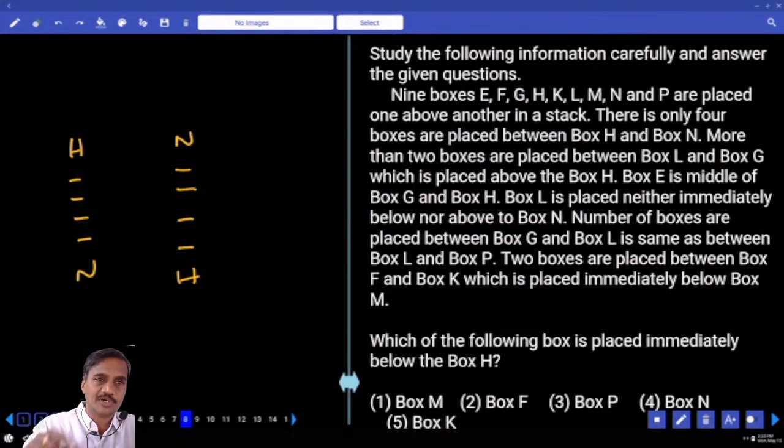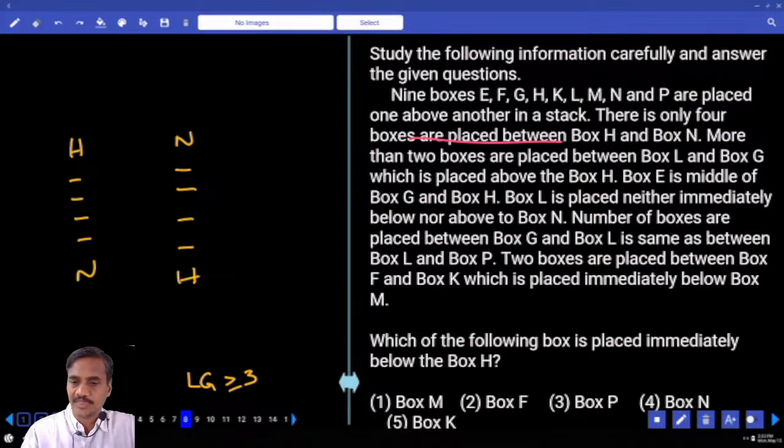As of now, how many boxes were covered? 6 boxes were covered. There are only 4 boxes between H and N, and more than 2 boxes between L and Z. Between L and Z, more than 2 means greater than or equal to 3. And G is placed above H, which is clearly given. Now where is this G? G is placed above H.